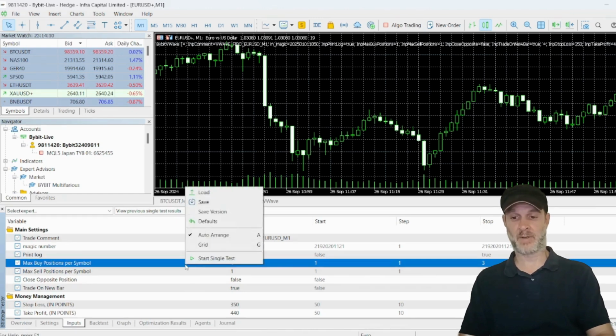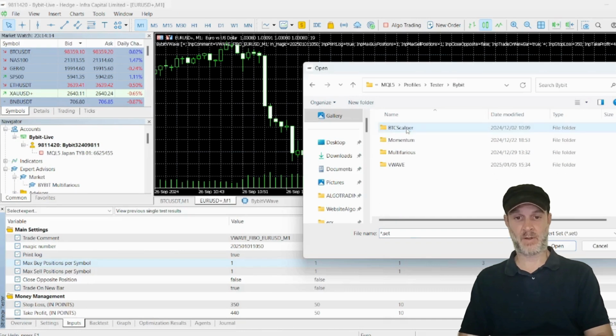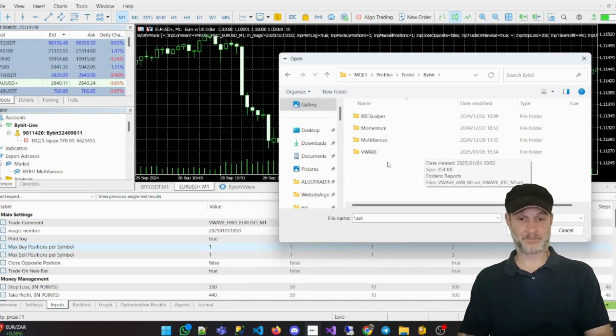Let's open up. I'm going to load the EUR/USD set file. Once again, the set files are available in the comments section from the MKR5 website. You can get to the MKR5 website, there's a link down below. You can download the software for free. You can test it out. You can run it in your demo account. You can run backtests. You can run optimizations.